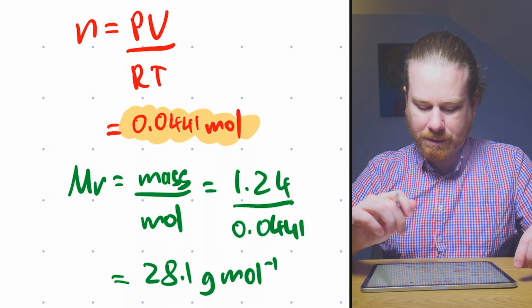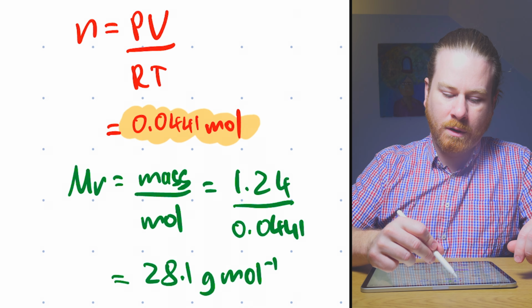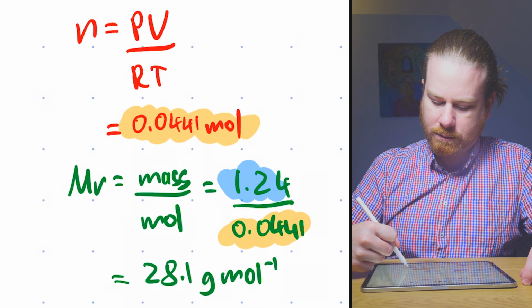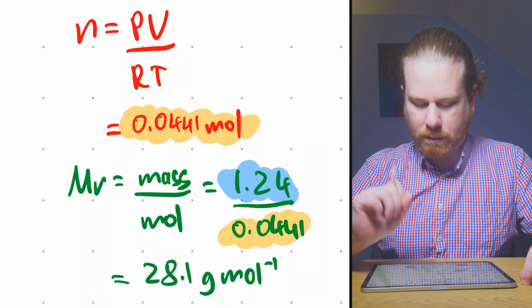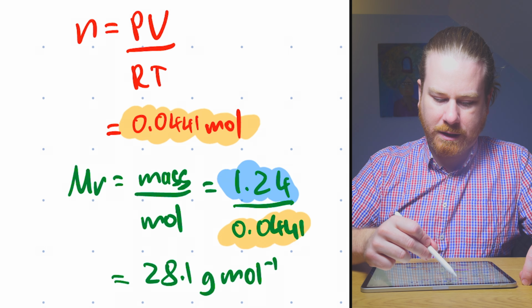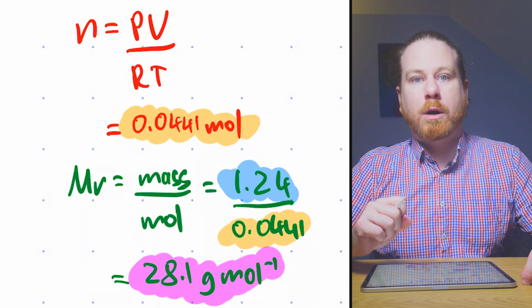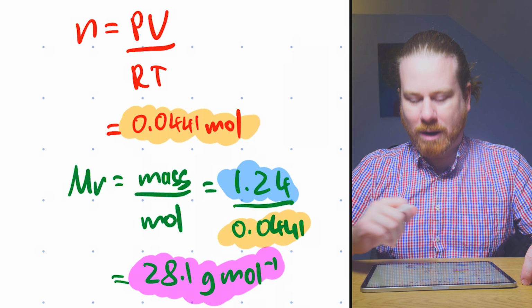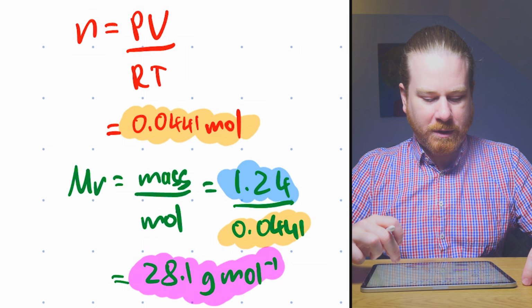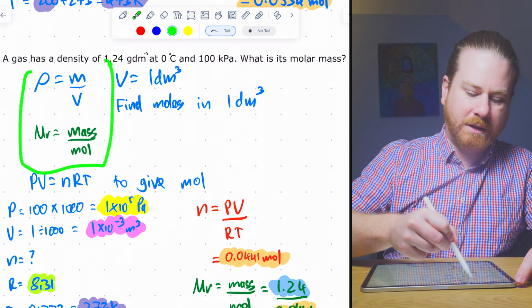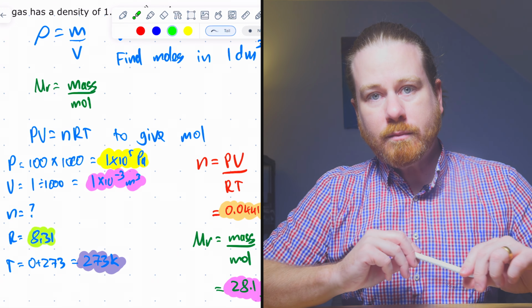Now we know the number of moles, and we know the mass. We are putting it into our equation here: mass divided by the number of moles, and that is going to give us our final answer of 28.1 grams per mole. Very straightforward, I hope. I think the only tricky thing with this is making this link here and making sure you're using a volume of 1 decimeter cubed. Quite a quick one there, but I hope you enjoyed it.